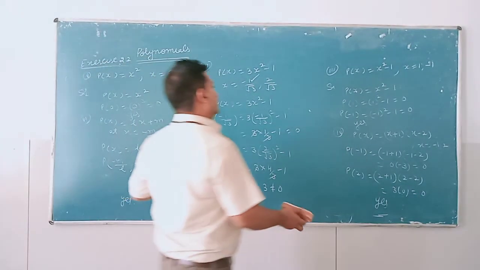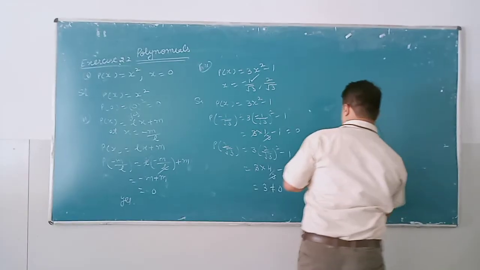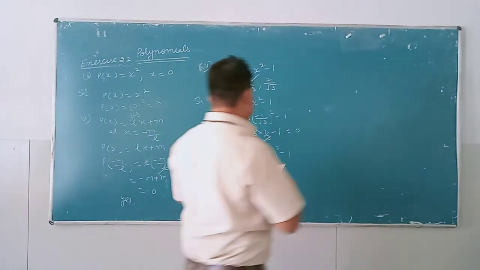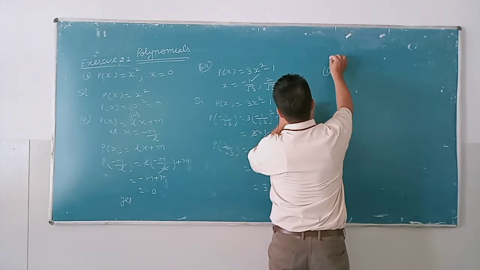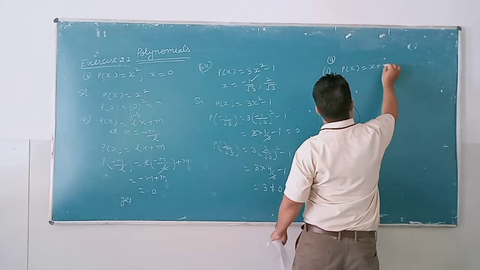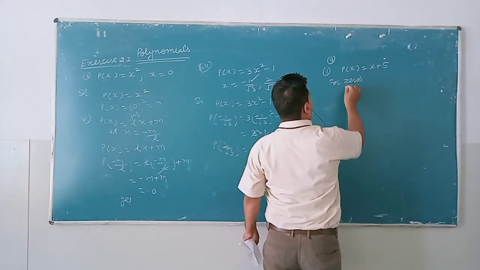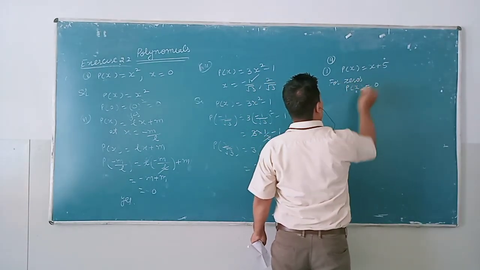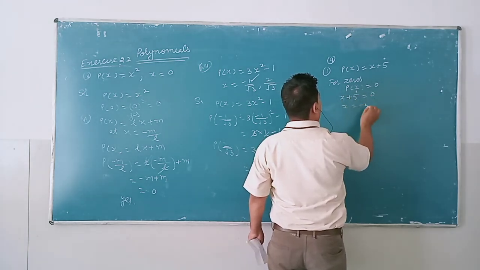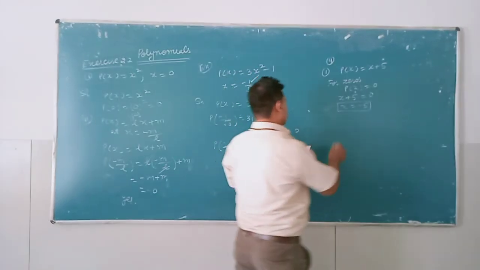In question number 4, the fourth one is to find the zeros of the polynomial. First question is p(x) equals x plus 5. For zeros, we put p(x) equals 0. This means x plus 5 equals 0. x is equal to minus 5. So x is equal to minus 5 is its zero.